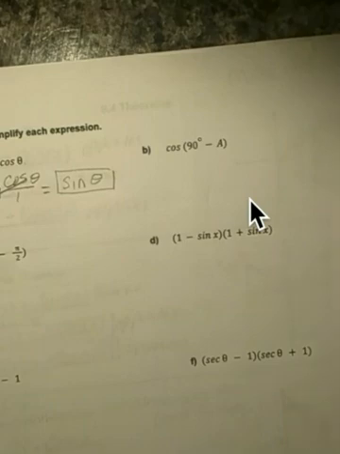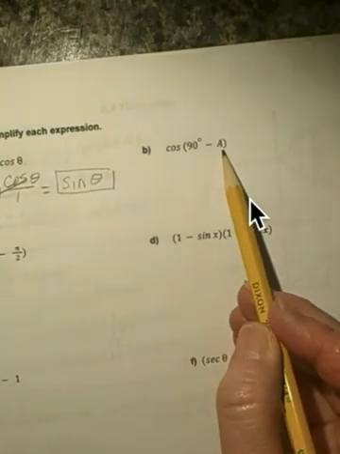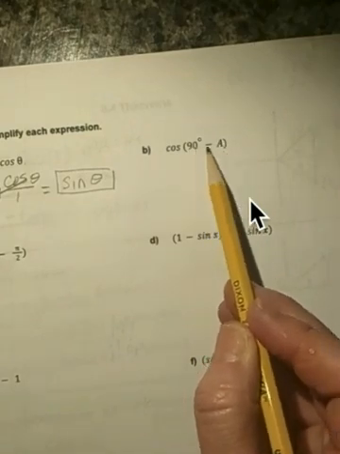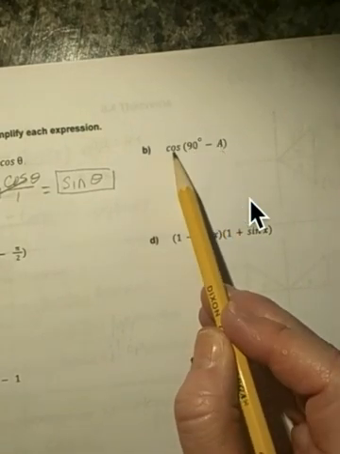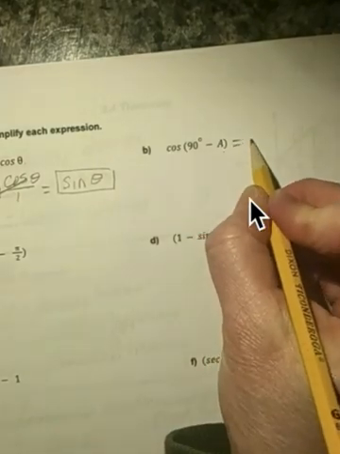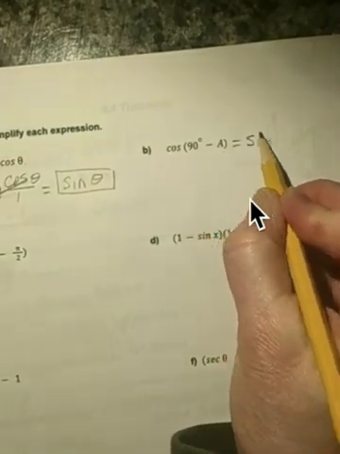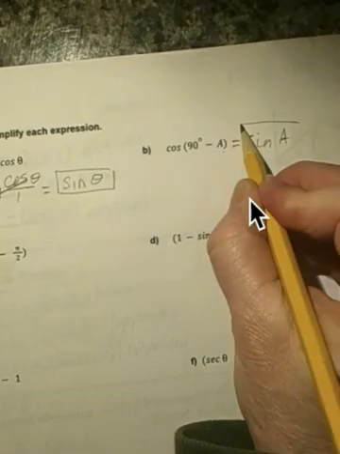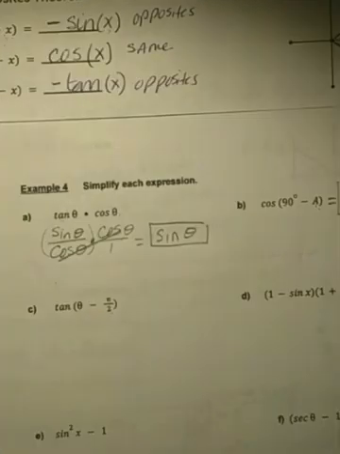Cosine of 90 degrees minus a. Remember, this is one of the cofunctions. 90 minus a, the complementary angles that add up to 90. Sine and cosine are cofunctions, so this is just going to be the sine of a, to simplify, so whatever angle measure that is. You can go back and take a look at our cofunction rules.